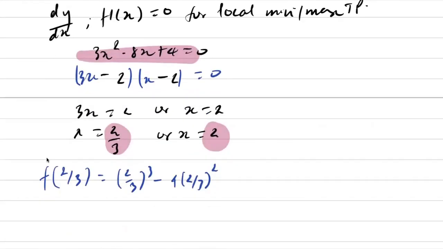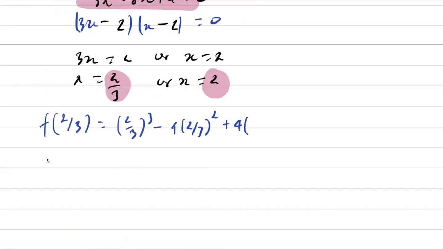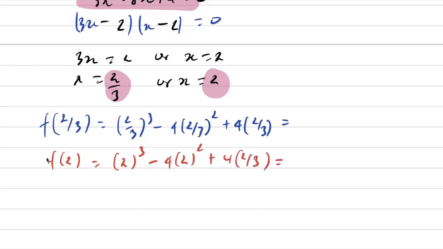Plus 4 into 2 over 3. All right, and then I'm going to get the output value. Then I'm going to have f of 2 as well, which is going to be 2 to the power 3 minus 4 into 2 squared plus 4 into 2 over 3. Now we're just going to punch a calculator to see what the output values are.